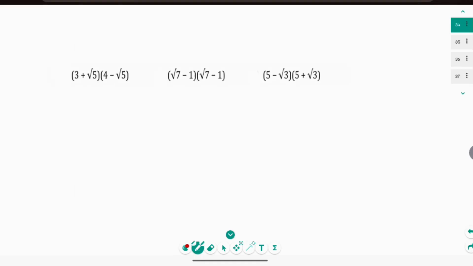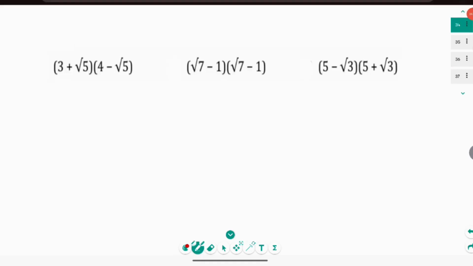Okay, so we also need to be able to expand double brackets. 3 times 4 is 12. This is a negative root 5. So what's 3 times negative root 5? Well, a positive times a negative is negative. 3 times root 5, 3 root 5. Let's times everything in this bracket by root 5 now. Root 5 times 4, positive 4 root 5. And root 5 times negative root 5. Well, positive times negative is negative.